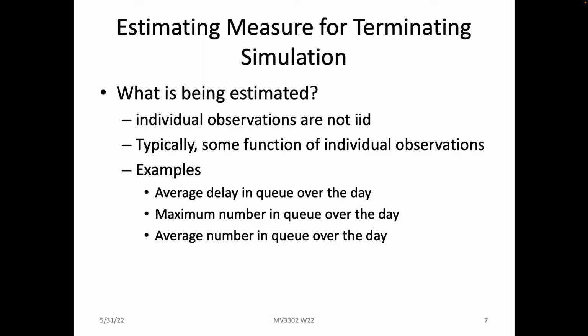Okay, well, let's do a little thought experiment. So we have a customer, and their delay in queue is bigger than average. What about the guy right after them? Is it more or less likely that their delay in queue will be bigger than average, or will it just be average?